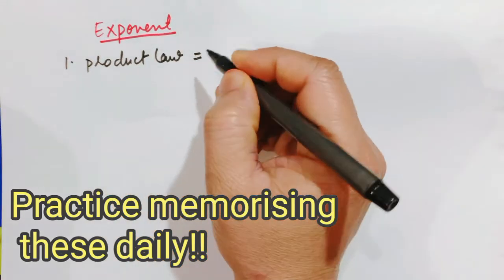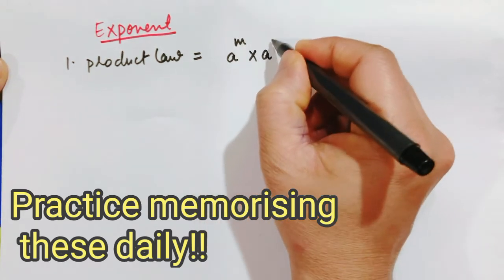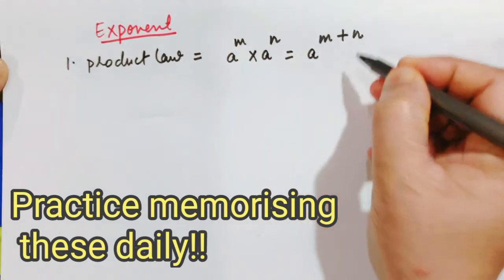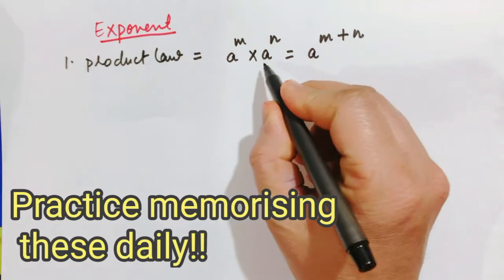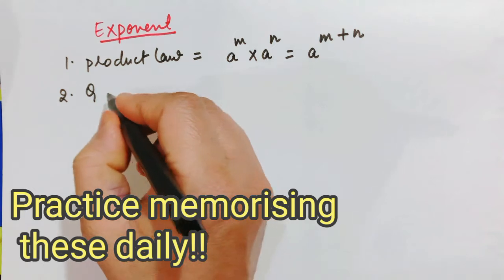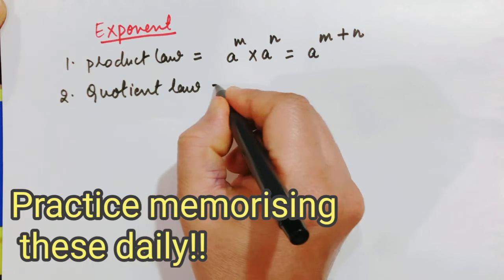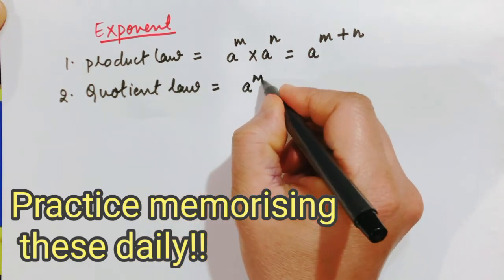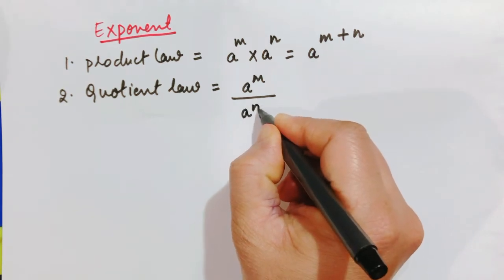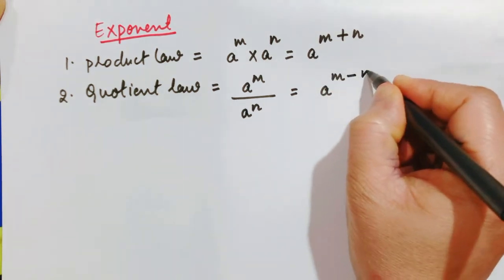The product law says that a to the power m multiplied by a to the power n is equal to a to the power m plus n. This means if you have two numbers to multiply, you just add their powers. Then you have the quotient law, which says that when you divide one number with the other, both of them should have the same variable, it will be a to the power m minus n.